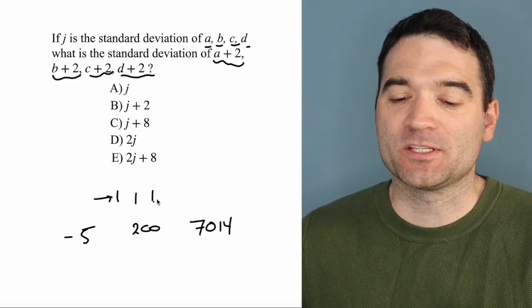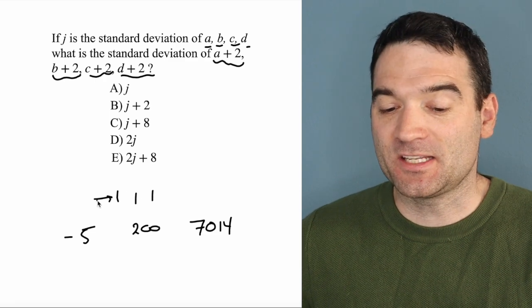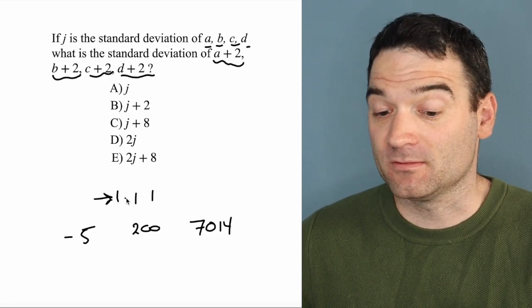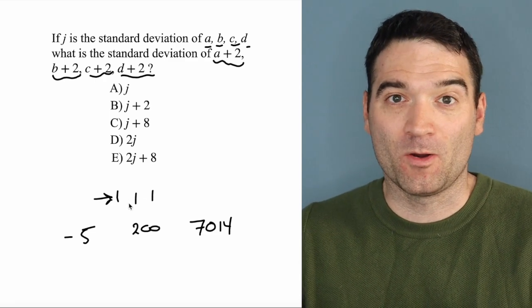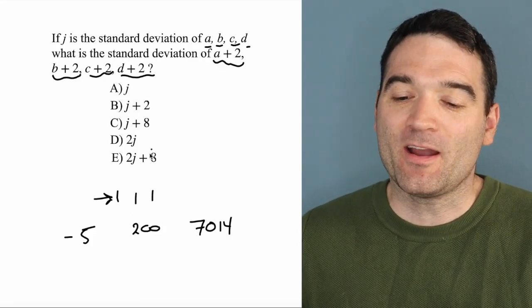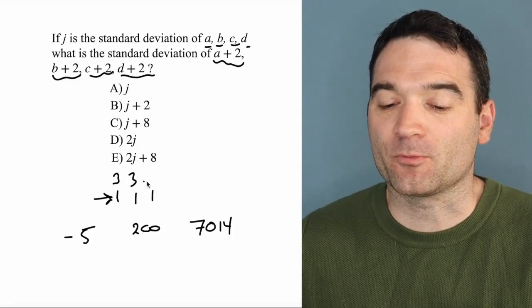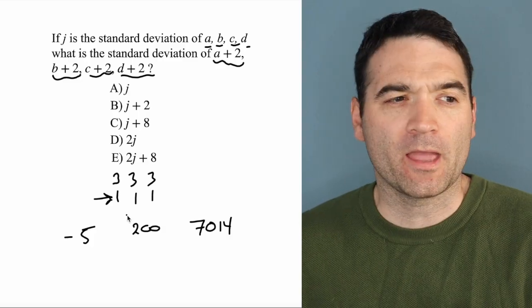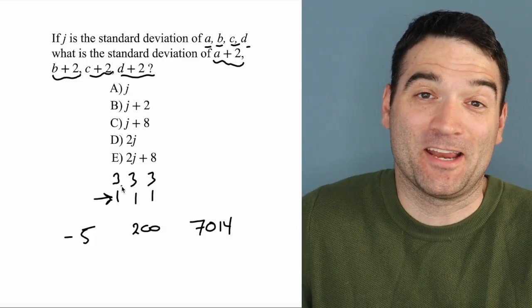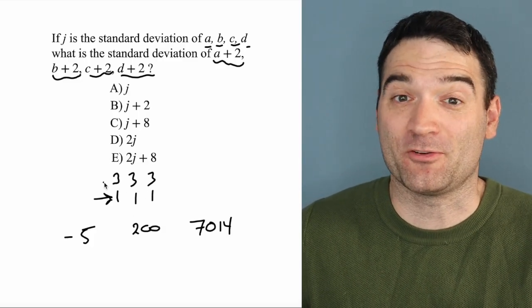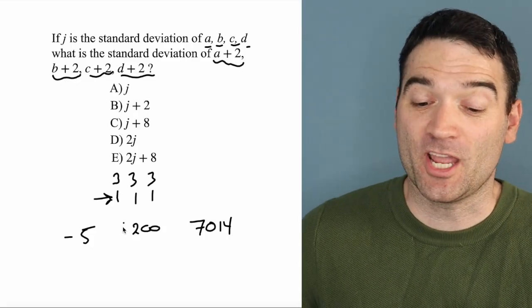Well, consider what happens if we do that to these, right? The standard deviation here was 0, right? There was no deviation. It was 1, 1, 1. It's not spread out at all. If I were to add 2 to every number here, it becomes 3, 3, 3. And it's still a standard deviation of 0. It still has no standard deviation. The standard deviation did not change.